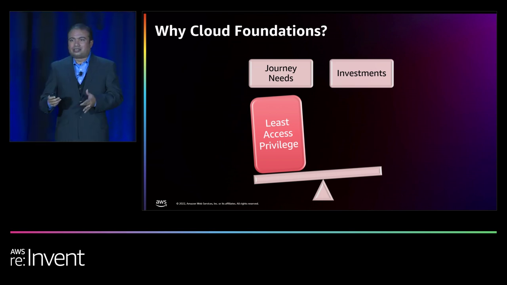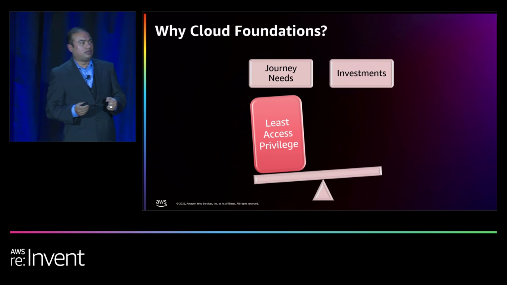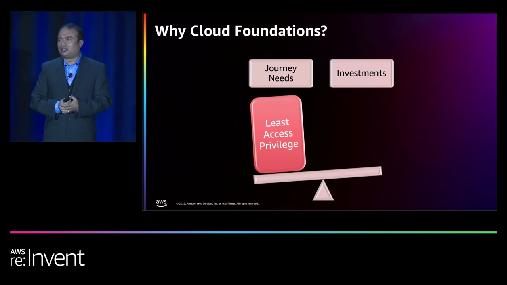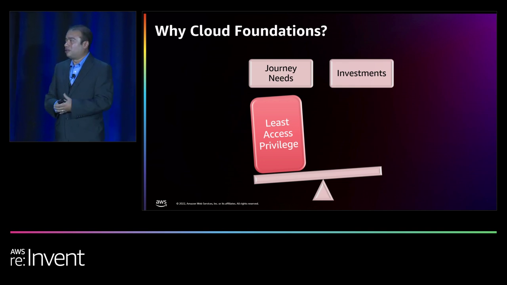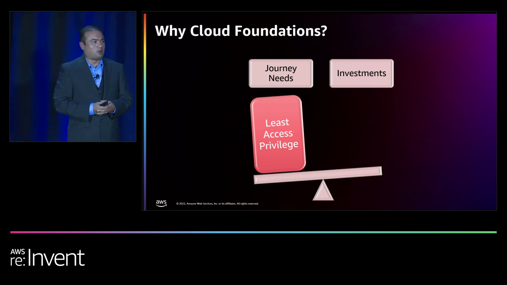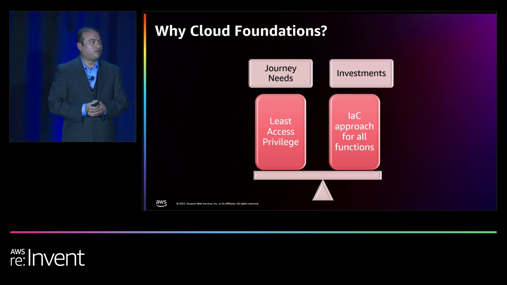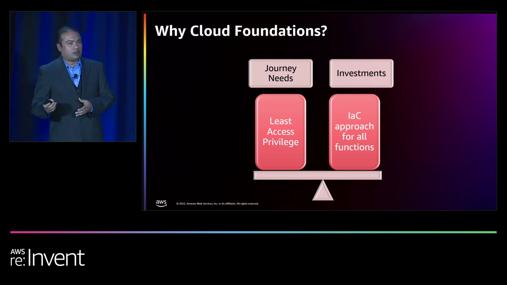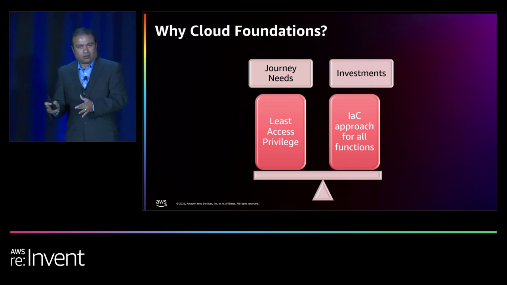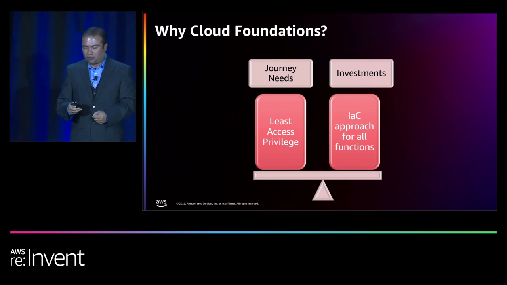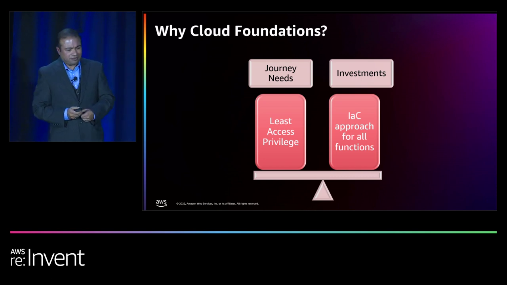Through our inception phase, working with the ProServe, we figured out, okay, we definitely need least access privilege. Who doesn't want that, right? You have to secure your environments, but there is a cost to it, right? The only way you can get it done is infrastructure as code for all those supporting functions. In a coming slide, I'm going to talk a little more about some of the details of what we are able to do there.